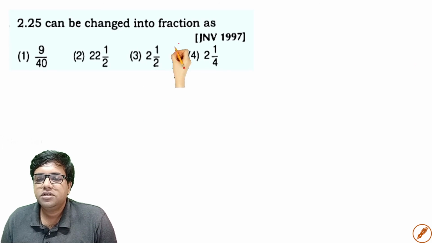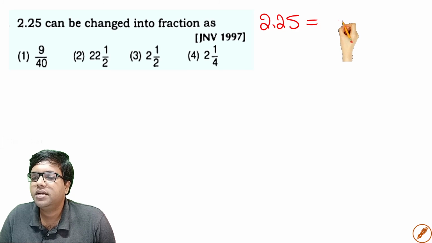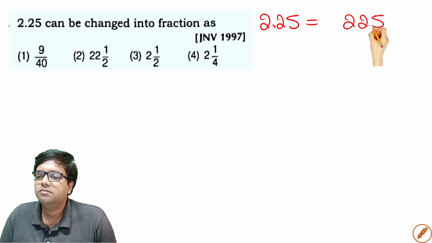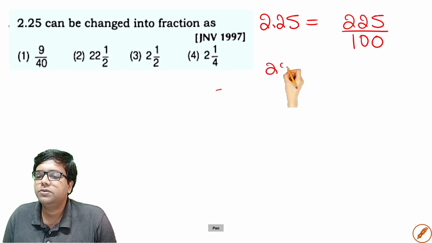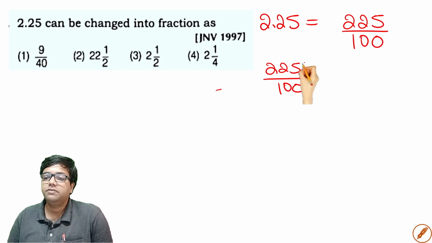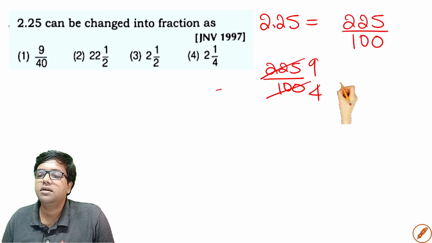2.25 can be changed into a fraction. Let's change it. 2.25 can be written as 225 by 100, right? Dividing it with the table of 25: 25 9s are 225, 25 4s are 100.